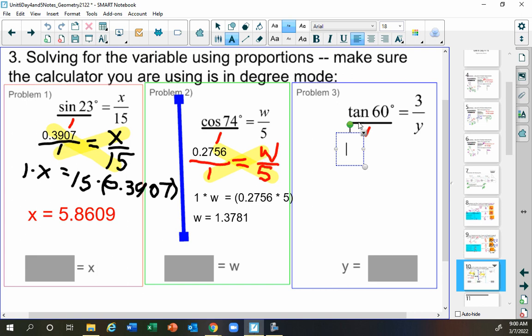What do you mean degree mode? Well, if you touch the mode button right there, see where it says mode? So touch that real quick. If the word degree is highlighted, then you're okay. So yeah, the tangent of 60 is 1.732.